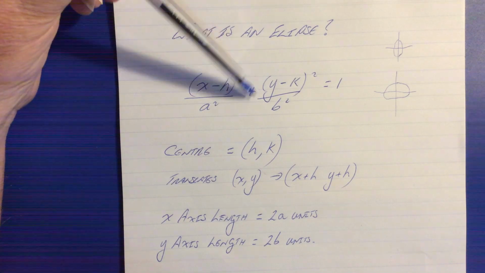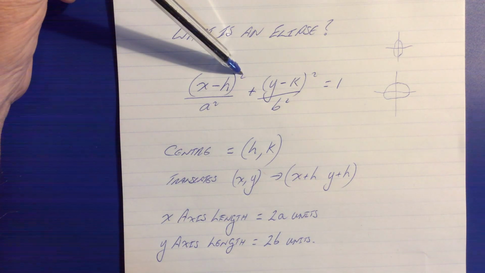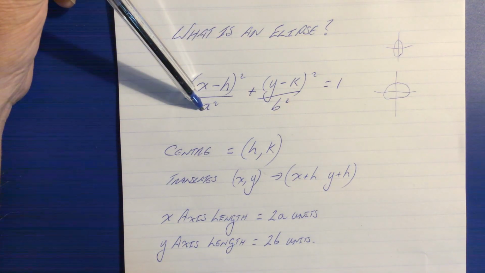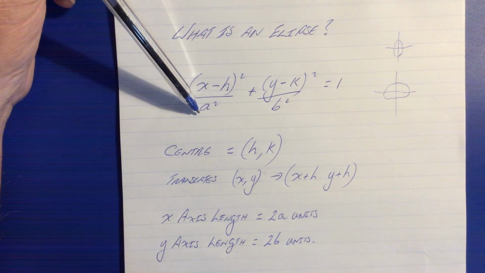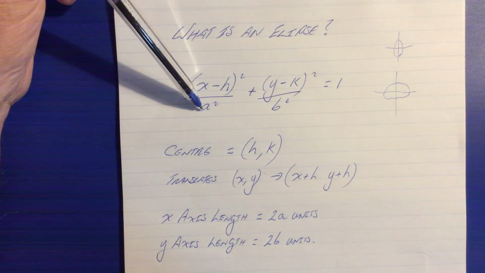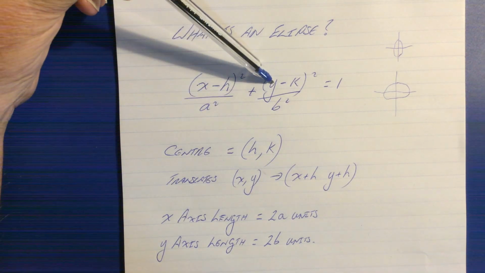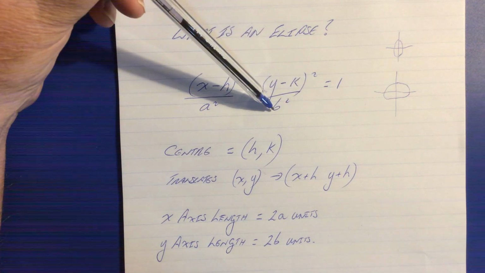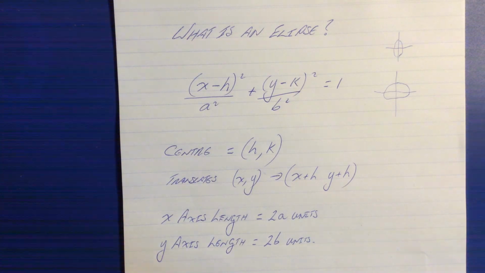The operative parts are on the left-hand side here. We have x minus h all squared over a squared, which is often written not as a squared but as a simple numeral, such as 4 or 9 or 25, if it's one of those nice squares, and y minus k all squared over b squared. Again, that is written generally as a numeral, a simple numeral without the square. You have to find the square root of it to go to work on it.